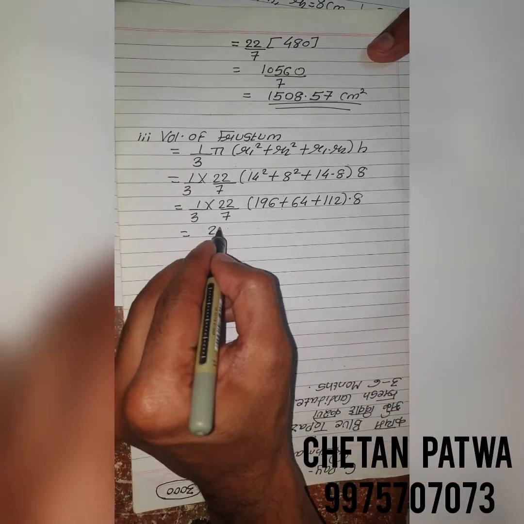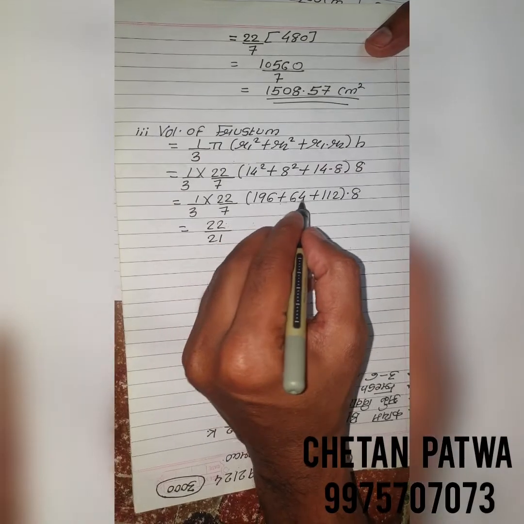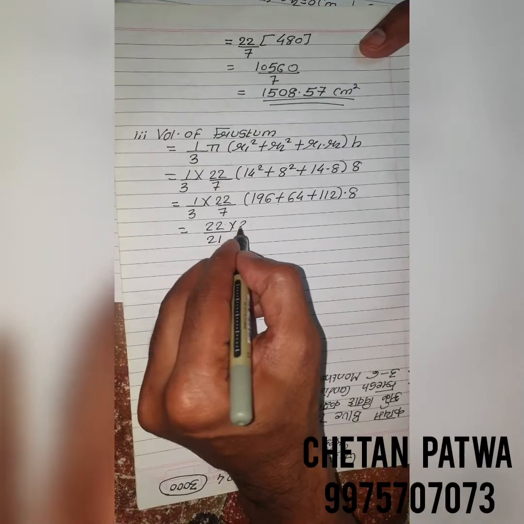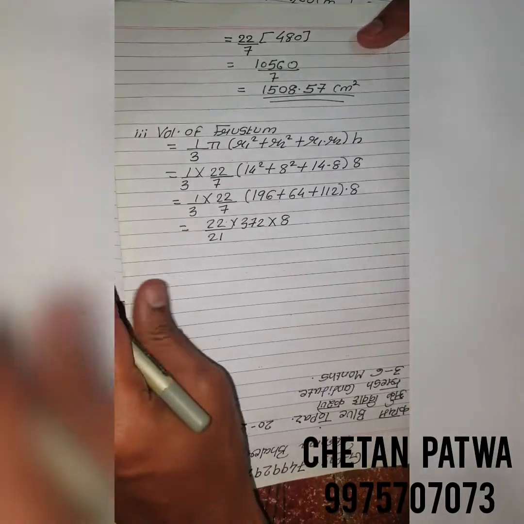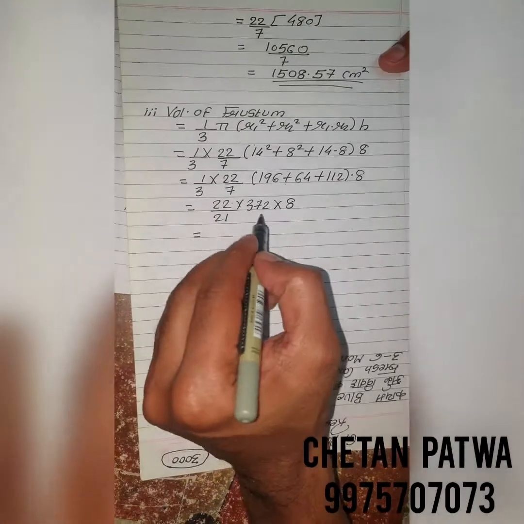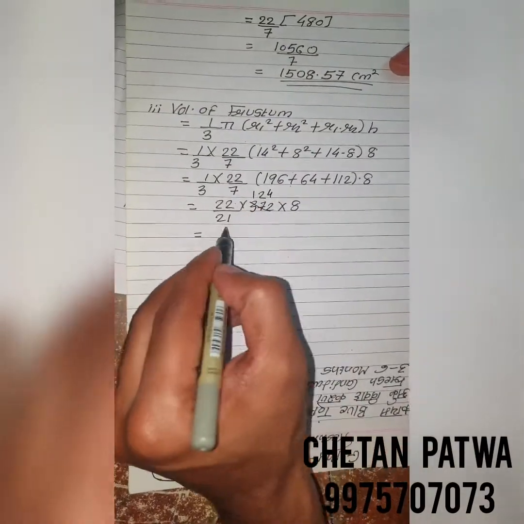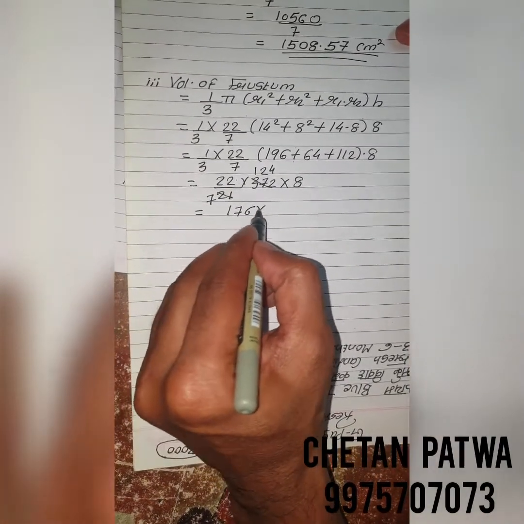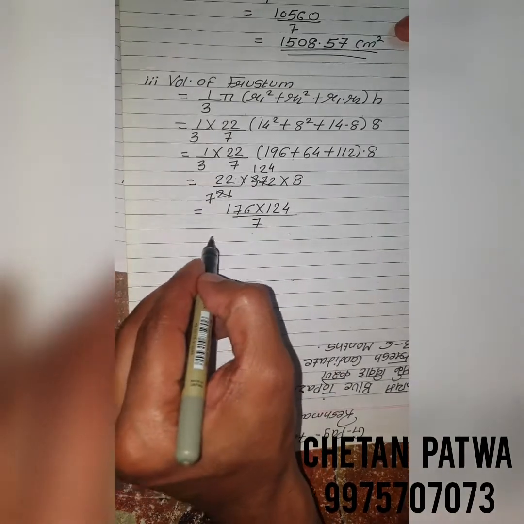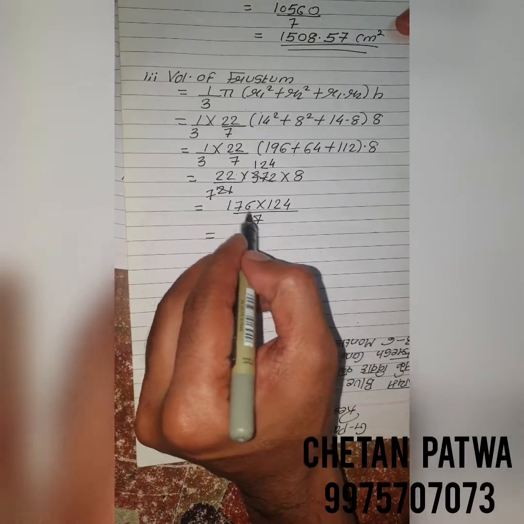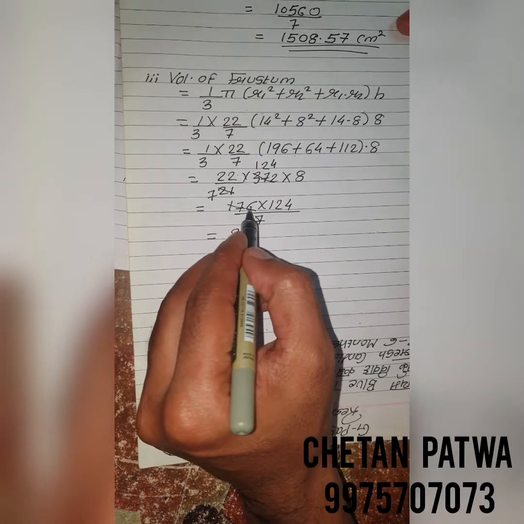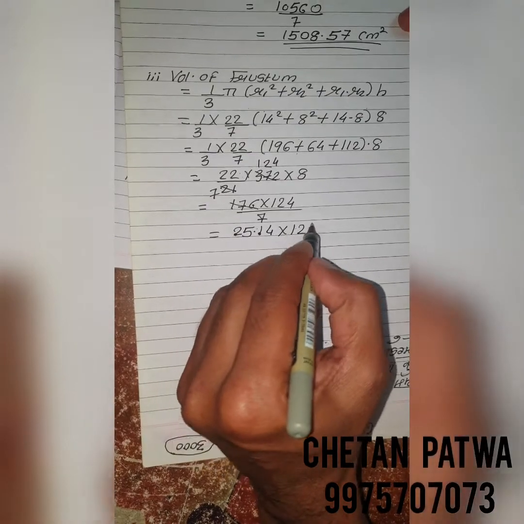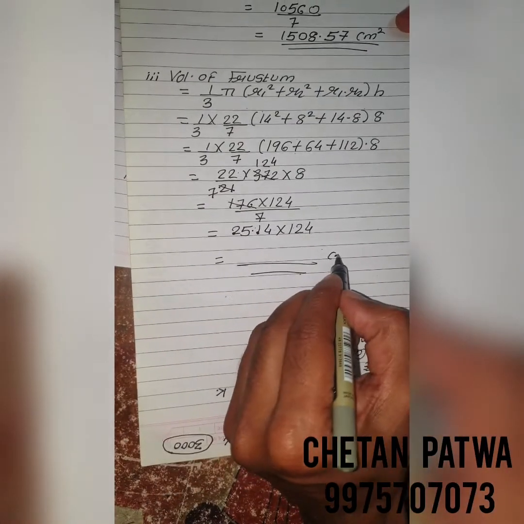That is equal to 22 upon 21. 196, 200, 260, 272, 372 multiplied by 8. Now let's try to reduce it. 3 1s are 3, 3 124s are 372, 3 7s are 21. So 22 8s are 176 into 124 upon 7. That is equal to 7 2s are 14. 36, 7 5s are 35. 10, 7 1s are 7 into 4 into 124. That is equal to centimeter cube.